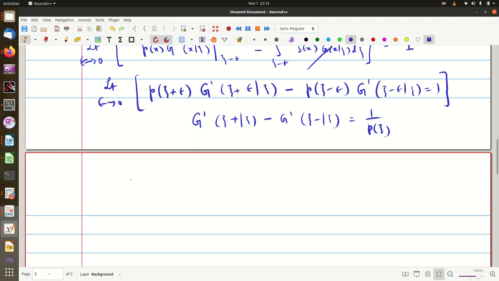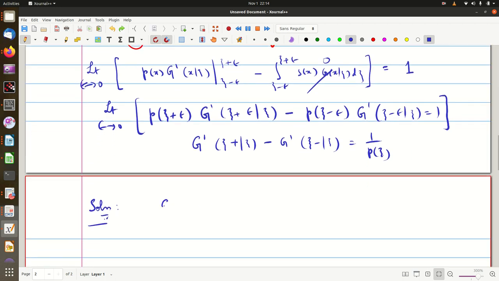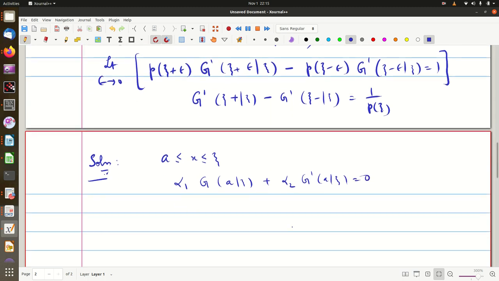So let us look for the solution in terms of Green's function. What are the homogeneous boundary conditions? We did not write them. In the interval a, b, the G of x comma xi satisfies the homogeneous boundary conditions, and basically G of x comma xi is the solution of the homogeneous equation. If you consider the two regions, let us say a less than or equal to x less than or equal to xi, then g should satisfy the condition alpha 1 times g of a comma xi plus alpha 2 times g dash of a comma xi equal to 0. So this is one homogeneous boundary condition.